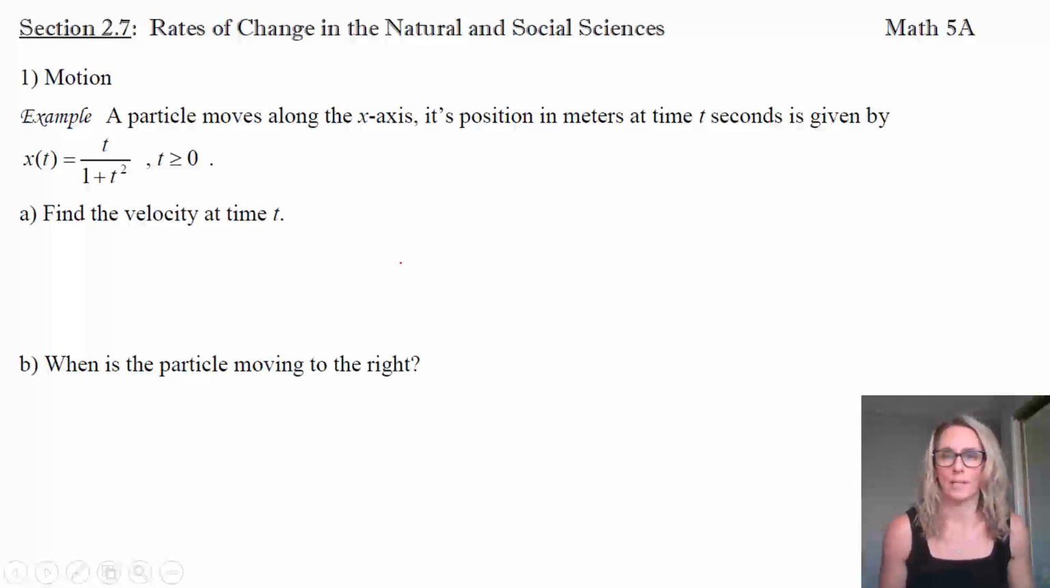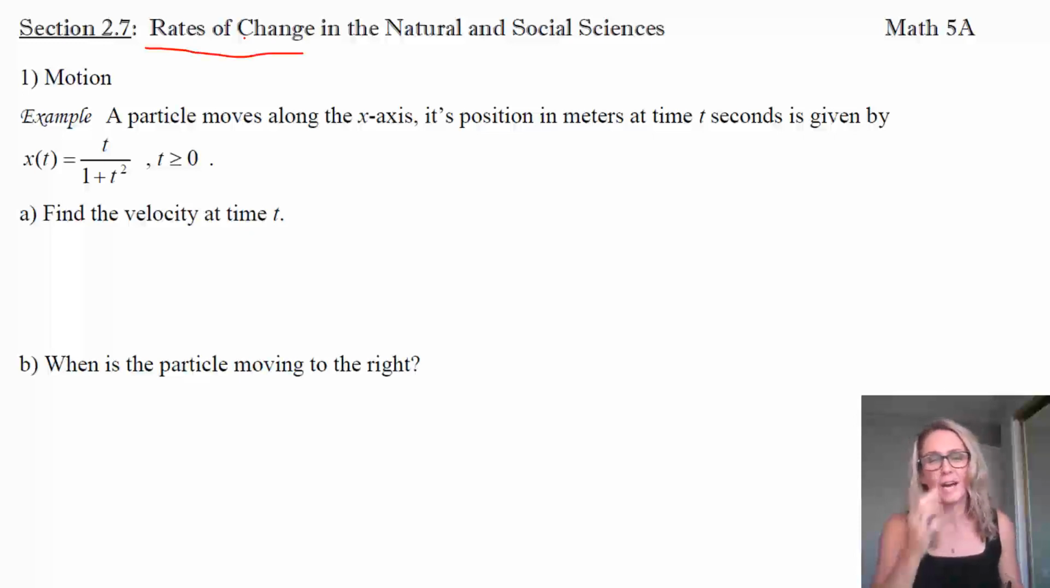So this is section 2.7, rates of change in the natural and social sciences. This is a section on where you might see the idea of the derivative, the rates of change, in the real world. Well, kind of in the real world for the first question, because it talks about a particle, which could be anything, and gives you a function.